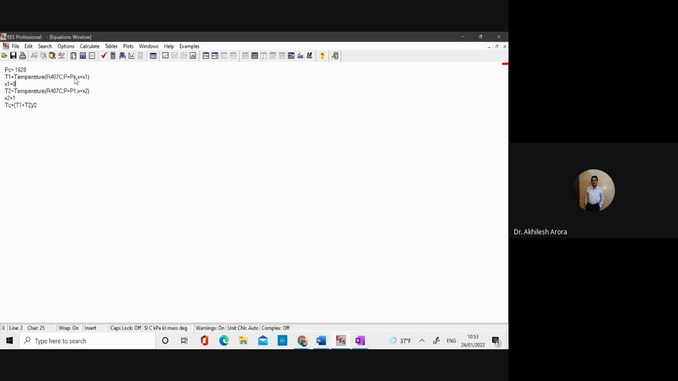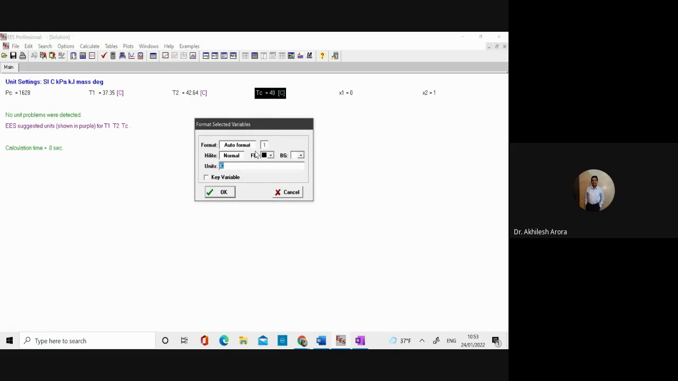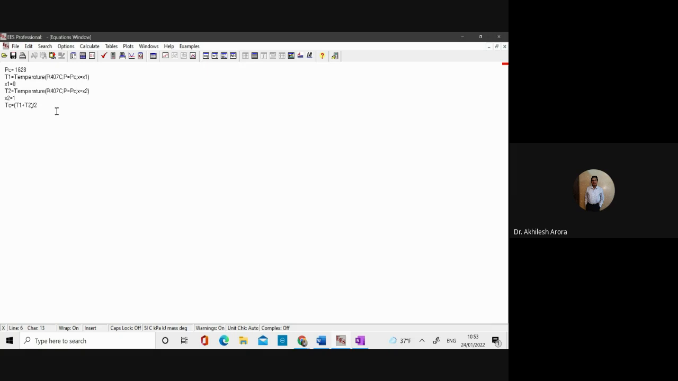PC. Okay, we'll change it to PC now. Now you see it. So TC comes out to be exact 40. I can see it may not be 40 also, I have to auto format. Let us go for fixed decimal 1 degree. So it is 40.0, exact 40 you get. So that means if you keep a pressure of 1628, the condenser temperature will be 40.